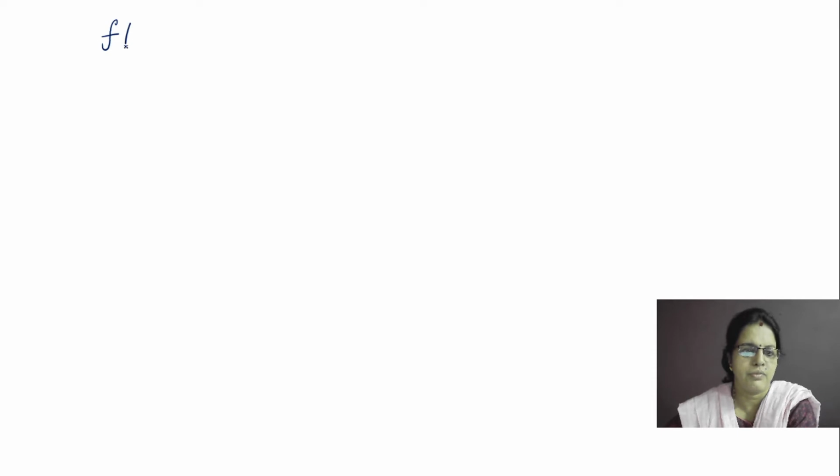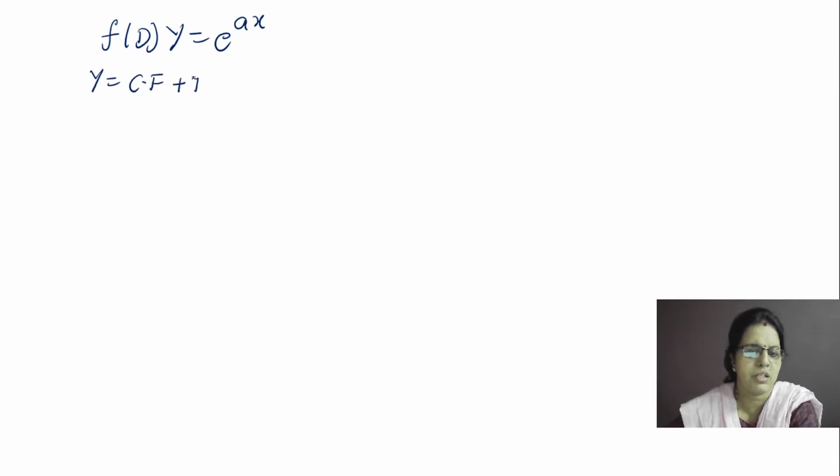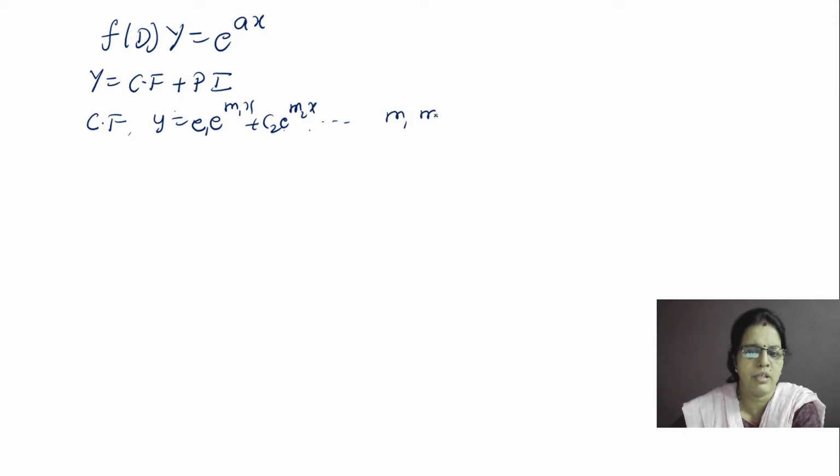So now if you have a function f of D into y equal to e power ax, then the solution is given by complementary function plus particular integral, where the complementary function is obtained by the formula y equal to c1 e power m1x plus c2 e power m2x, or plus c3 e power m3x, etc., depending on the roots, where m1, m2, etc. are the roots of the auxiliary equation f of m equal to 0. When you solve it we get the roots.